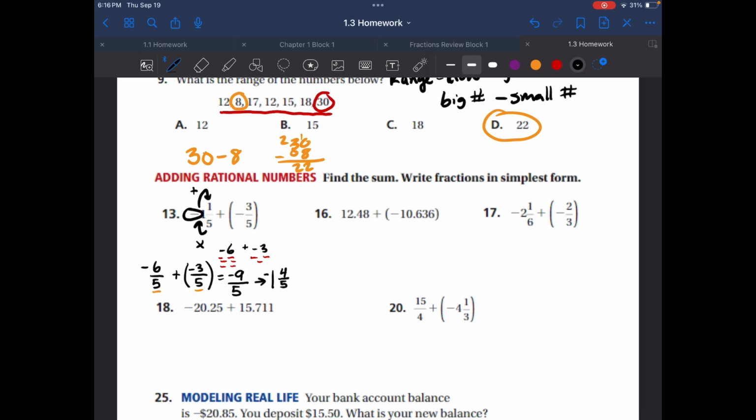Picking up with number 16, we now have two decimals being added together. I have 12.48. I have negative 10.636. Right? 12.48 is positive.